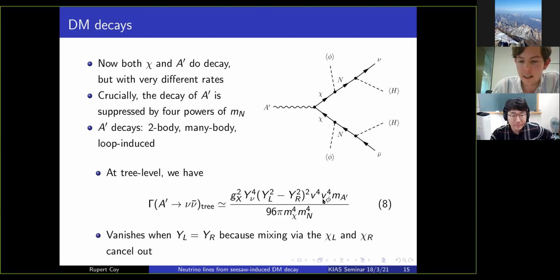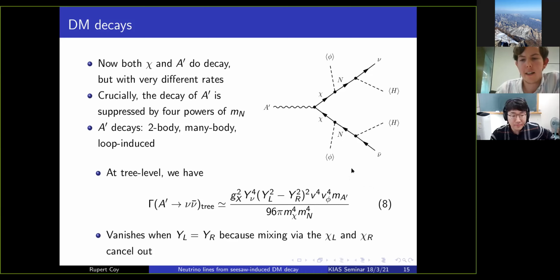And all of these factors are basically what you expect very simply from looking at this diagram or the couplings and so forth. The key thing, or the only unusual thing, is this Y_L squared minus Y_R squared here, which I mentioned just in the last slide from the mass matrix. So this means that as Y_L goes to Y_R, this decay width vanishes at this order, so it vanishes at order 1 on M_N to the fourth, and so the decay width is much smaller.